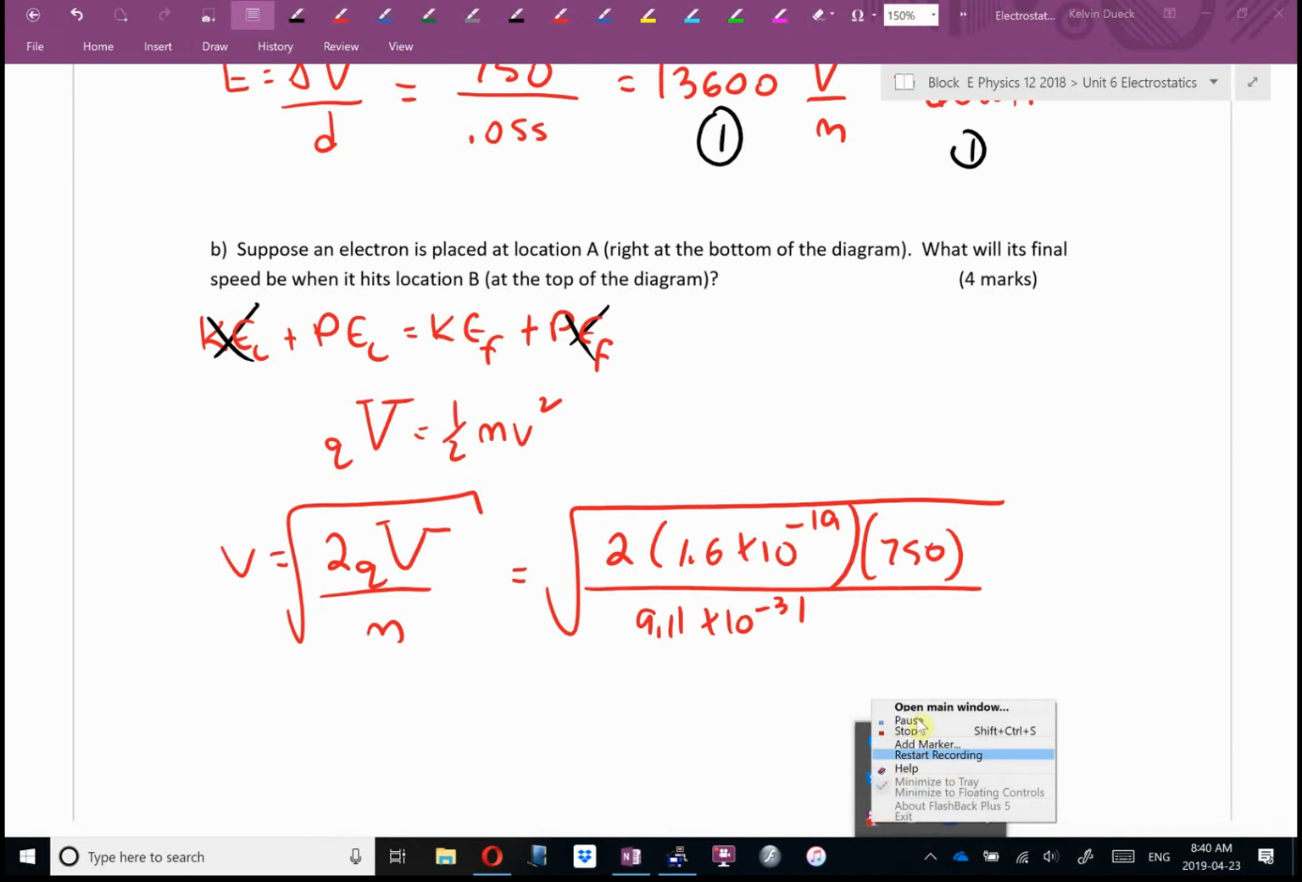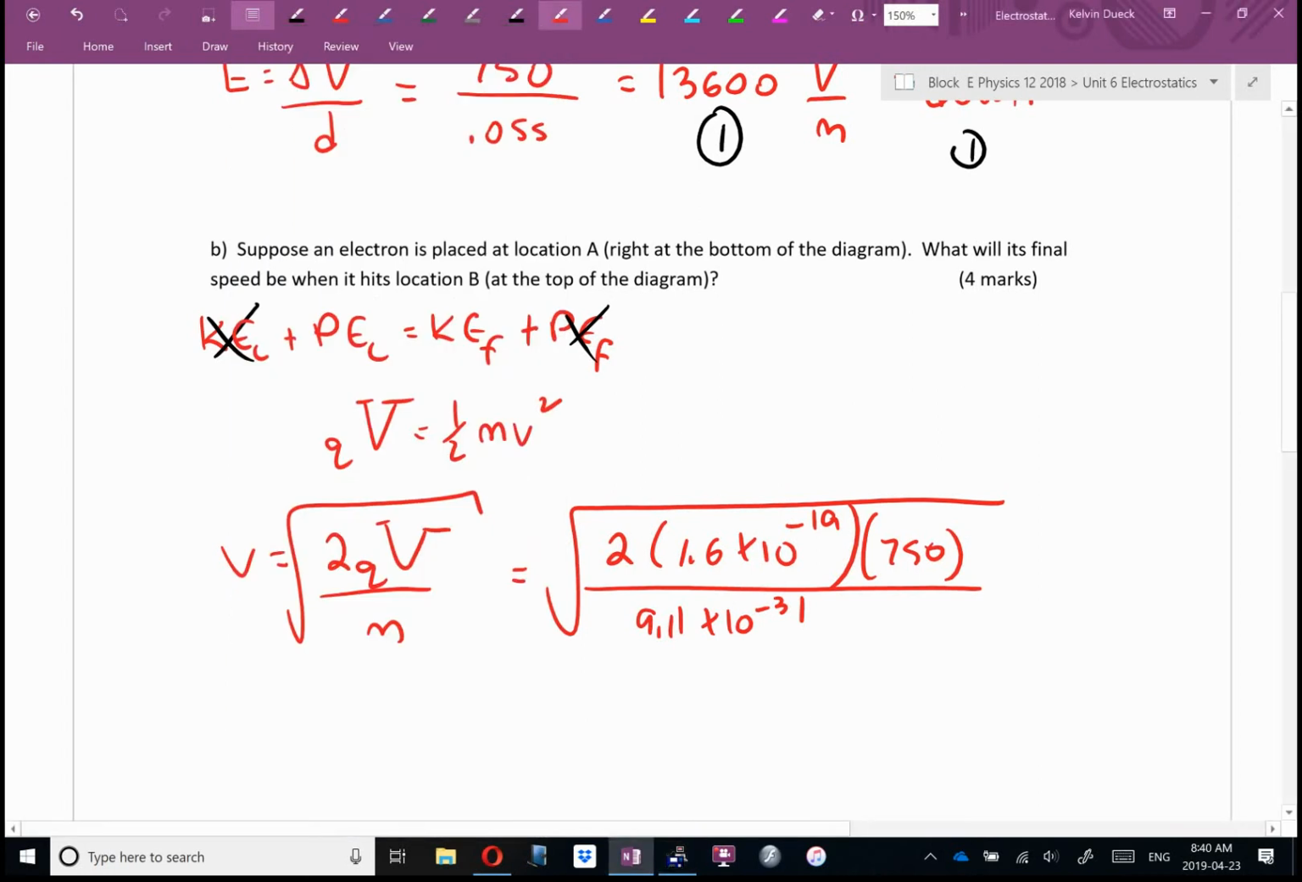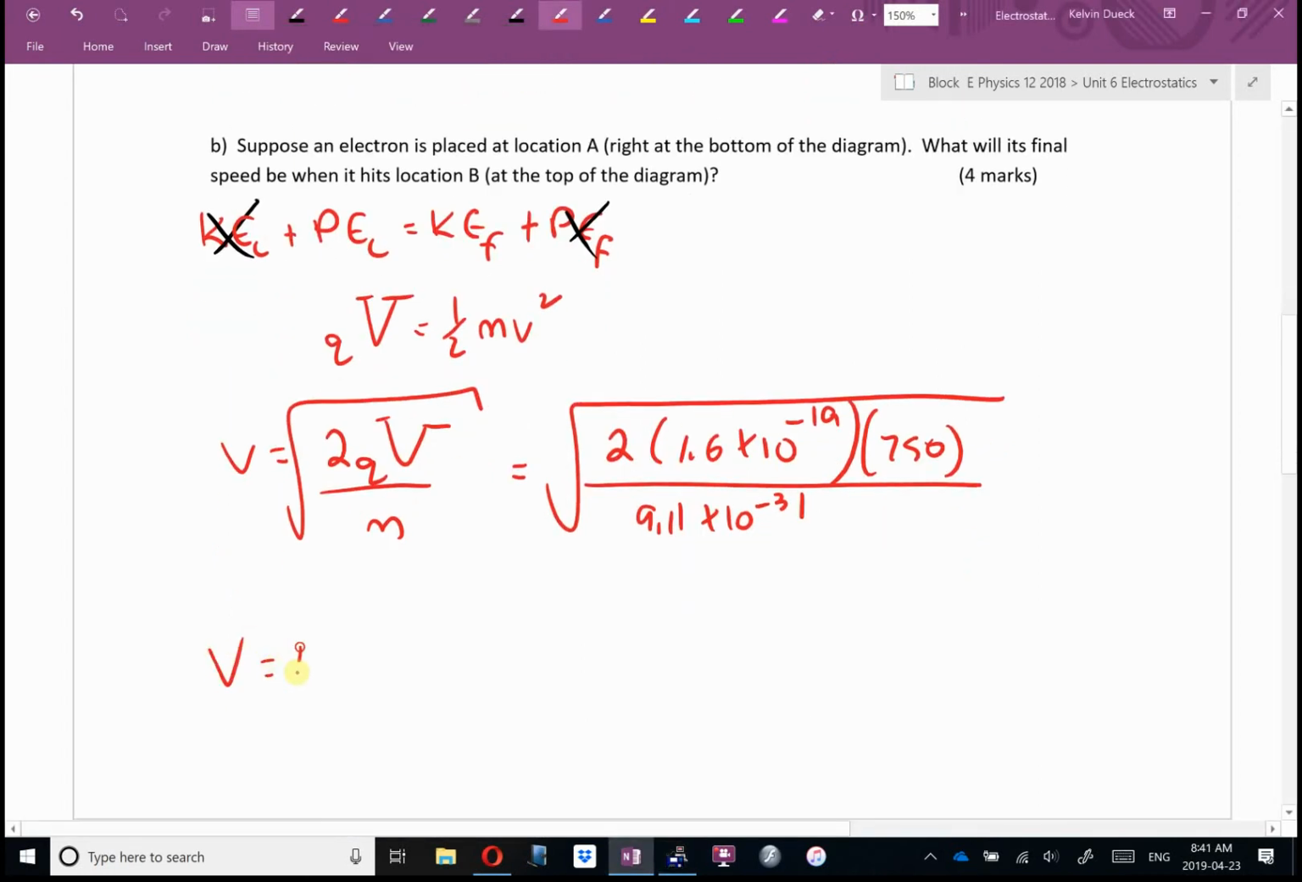Hit pause for a second. Crunch the numbers really quickly. 2 times the charge of an electron, times 750, divided by the mass of an electron. Square root of that. Do you get 1.62 times 10 to the 7th? People nodding? V equals 1.62 times 10 to the 7th.